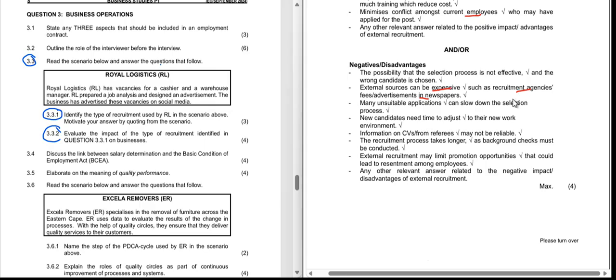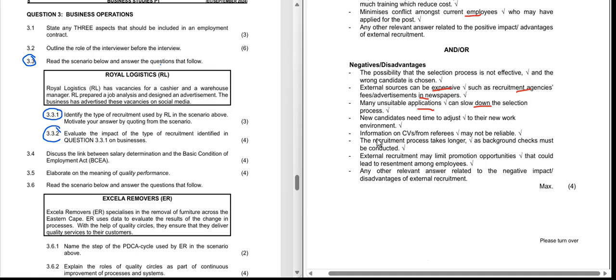Many unsuitable applications can slow down the selection process. Yeah, this is always the case. Some people will want to try their luck, even if they don't have the qualification, the requirements that are needed. They will still try to apply, hoping that maybe it might be their day and then they get employed. So the process of selection, where you have to screen out others, is going to delay the process because there will be a lot of CVs, a lot of applicants.